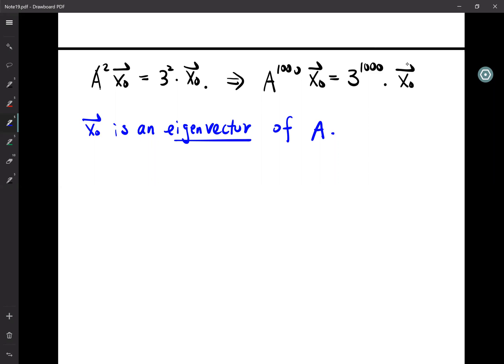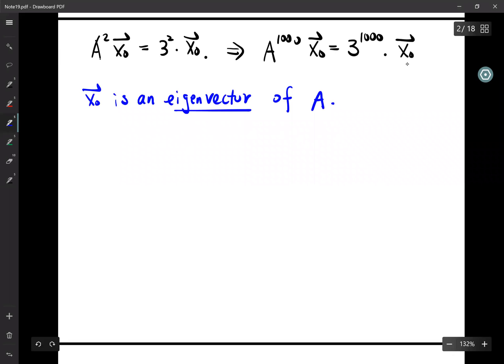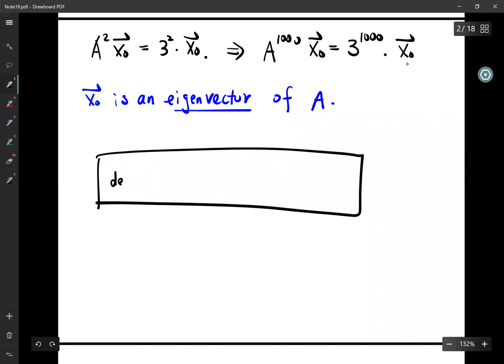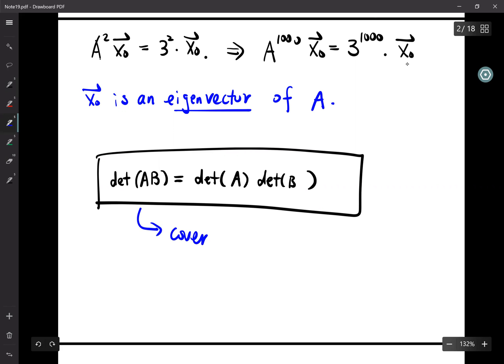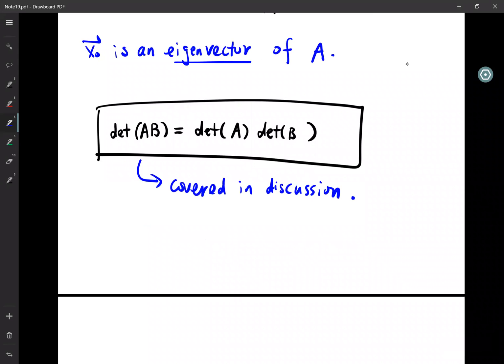Okay, so there's a lot of uncertainties going on this weekend. Hopefully, passing Wednesday, we'll know much better how this whole system works. So now I'm going to assume that we have proved this important formula, determinant of A times B equal to determinant of A times determinant of B. As I said, this will be covered in discussion. So I'm going to show you an application of this formula called Cramer's rule.